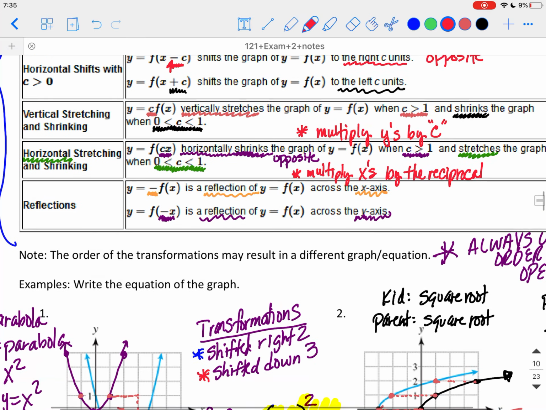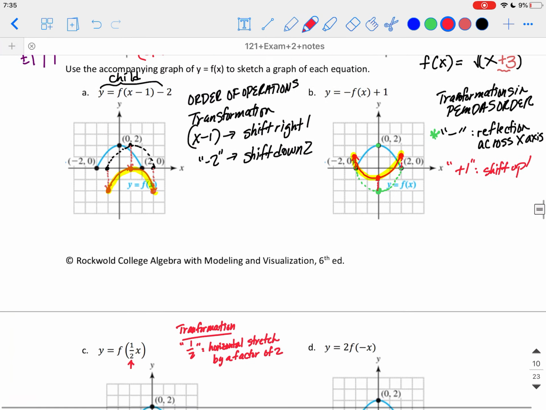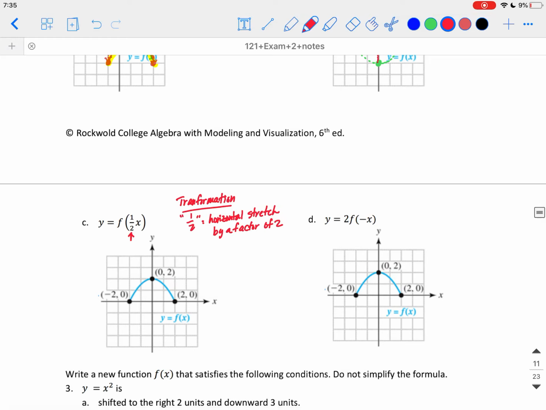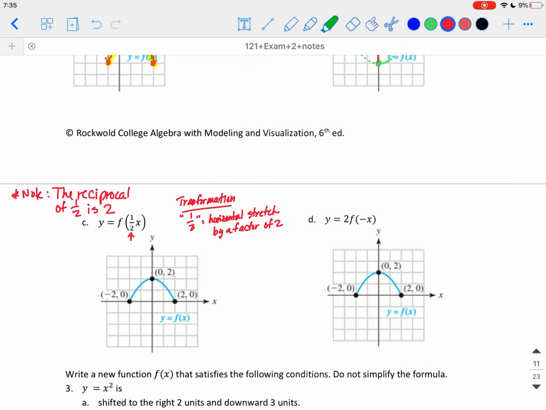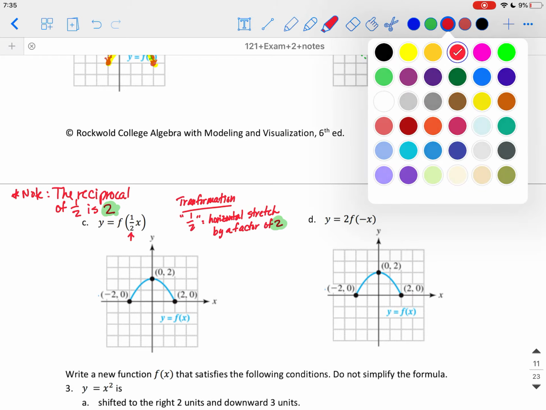So that's the reason why on this problem right here, I'll put it here, a little note. The reciprocal of 1/2 is 2. And that's why it's a factor of 2. So let me highlight the 2 that I'm talking about. This 2 is that 2 right there. Okay. So let me continue here. Let me zoom in.